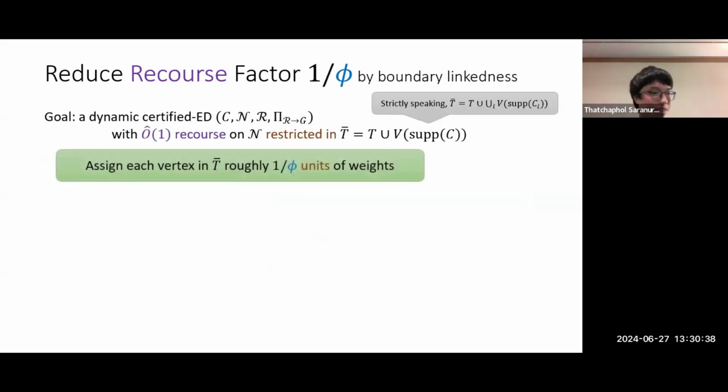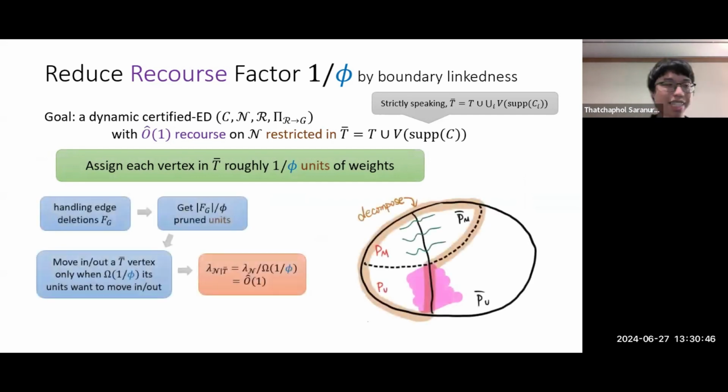How do we do this? We assign each vertex in T bar roughly 1/ε units of weight, and then recall the dynamic certified ED algorithm. But this time, we only move a terminal vertex into or out of the cluster when there is a very large number of units that want to move in and move out.